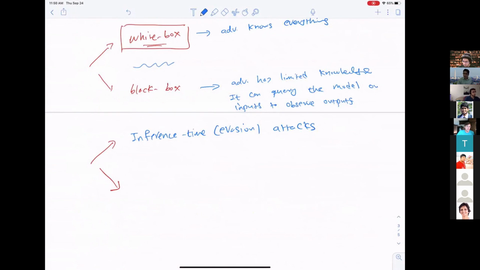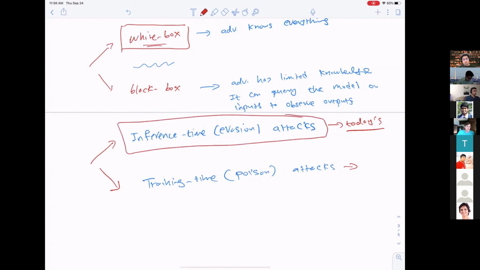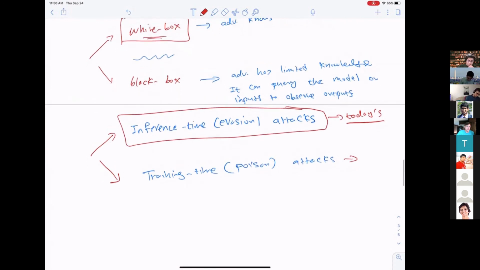But you can think about attacks during the training. So that's called training time or poison attacks. In today's lecture, we are focusing on inference time attacks. And in one of the lectures, I'll talk about poison or training time attacks as well. But today we are going to focus on inference time attacks.